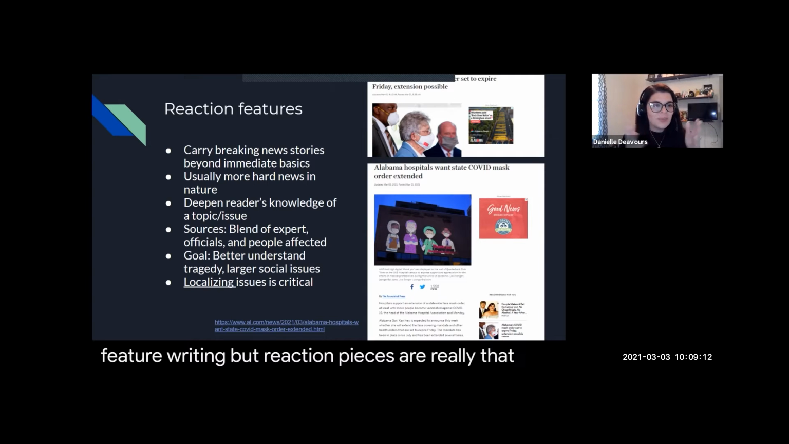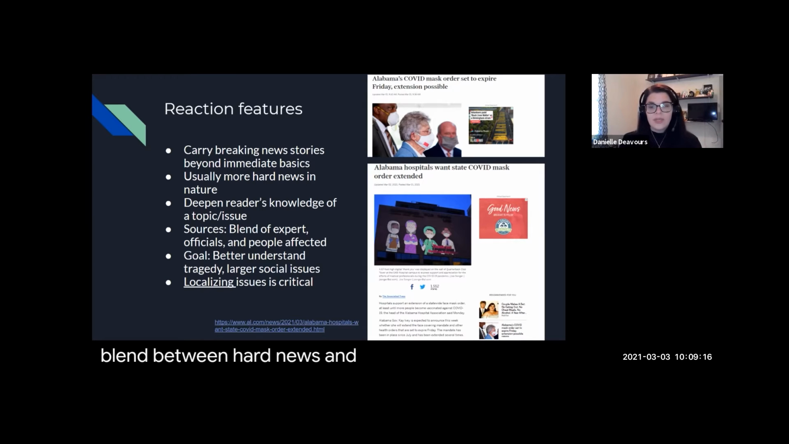Well, our reaction features rely on all of those elements of feature writing, but reaction pieces are really that nice blend between hard news and feature stories because reaction features carry on the facts based information to present a more in depth feature on that current events topic. And so it really allows us to break down facts and present larger issue based reporting.